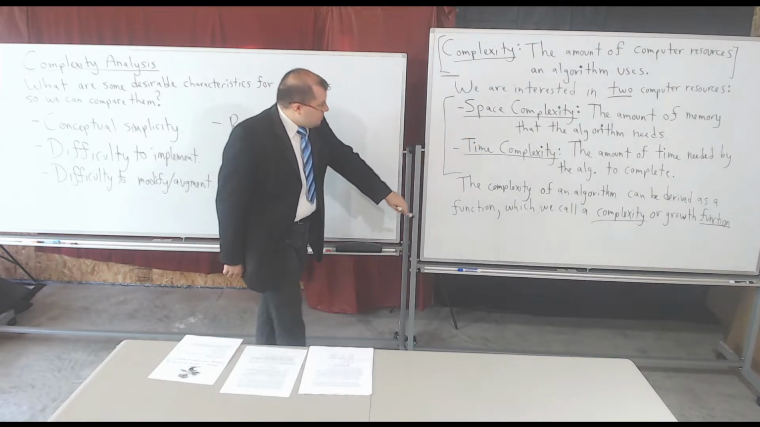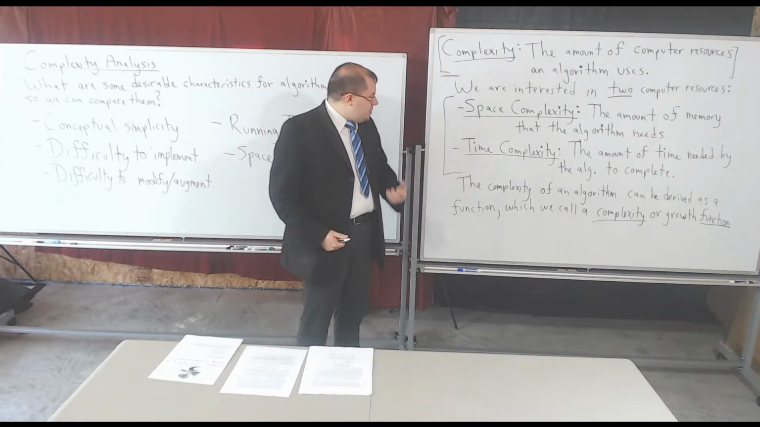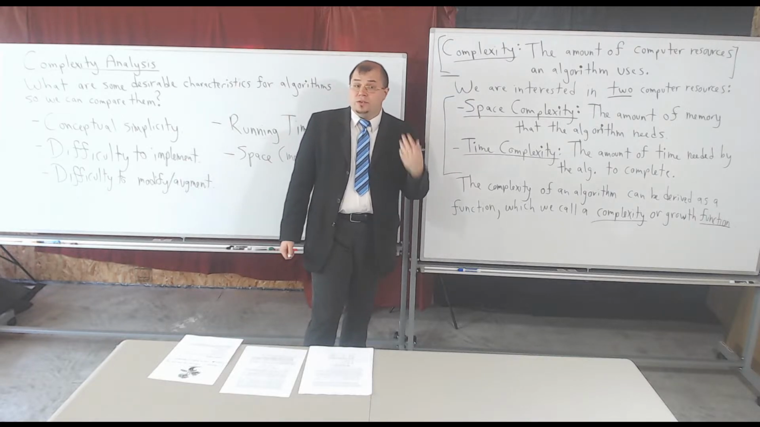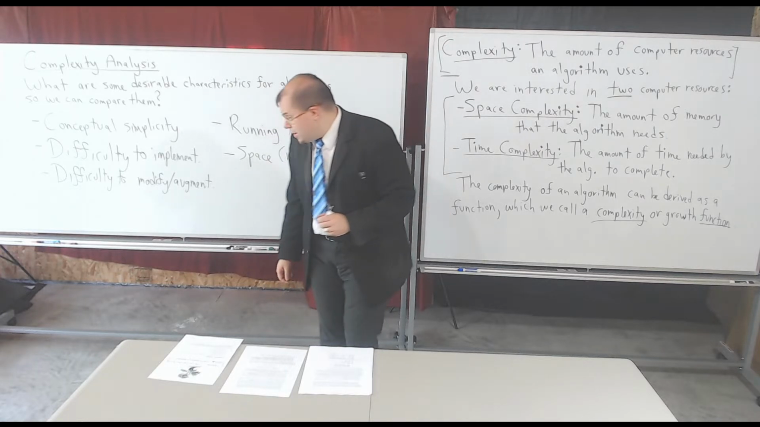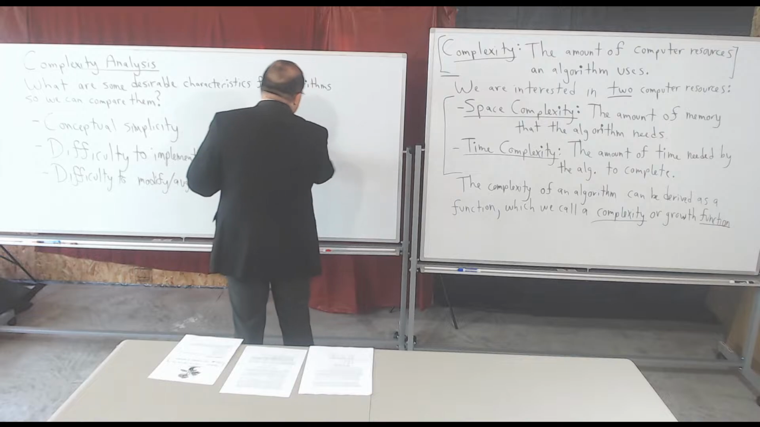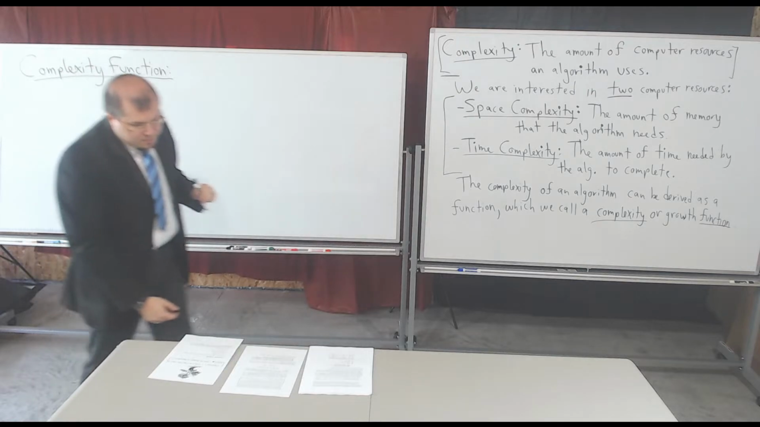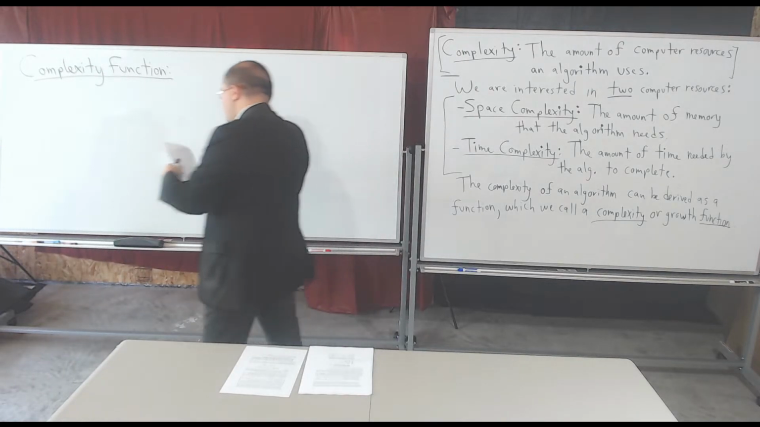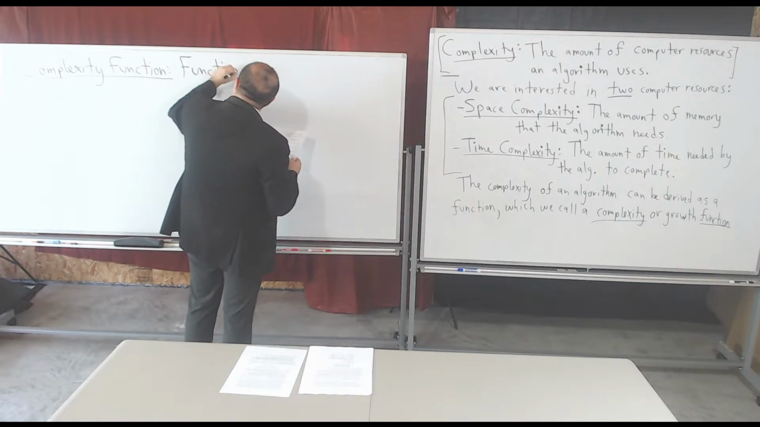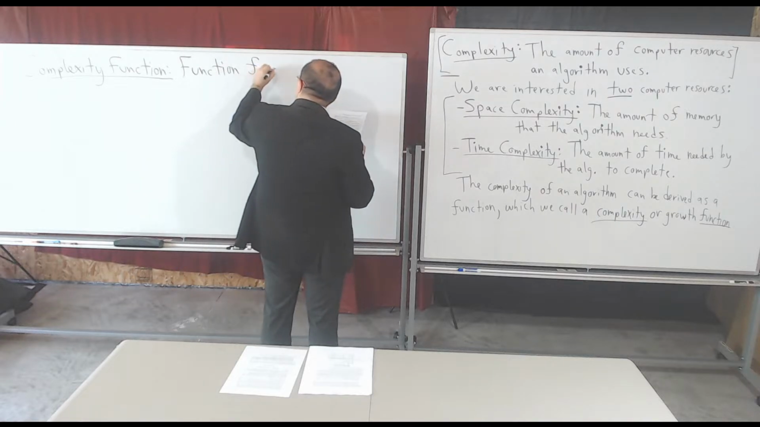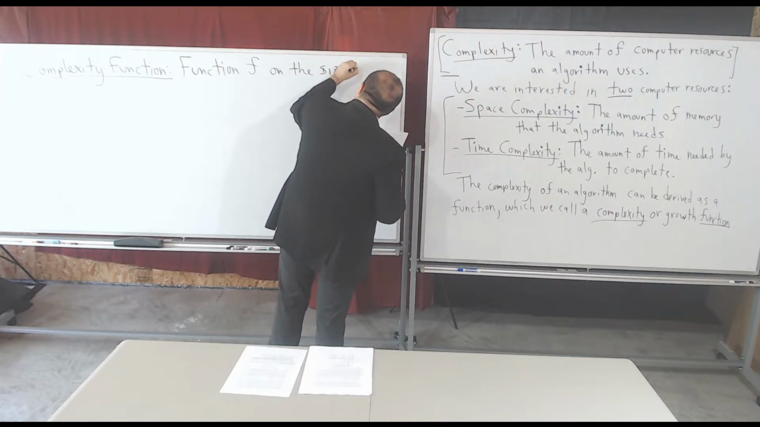Okay? So the big thing that you want to keep in mind is that the algorithm's complexity is derived as a so-called complexity or growth function. I'll usually refer to it as a complexity function. We derive it using some type of analysis. So let me define what a complexity function is. A complexity function is a function f on the size of the input.